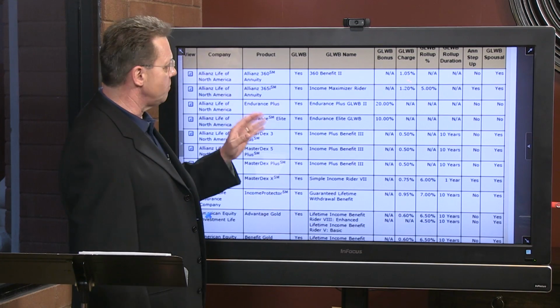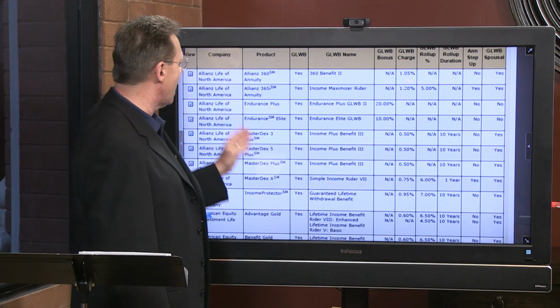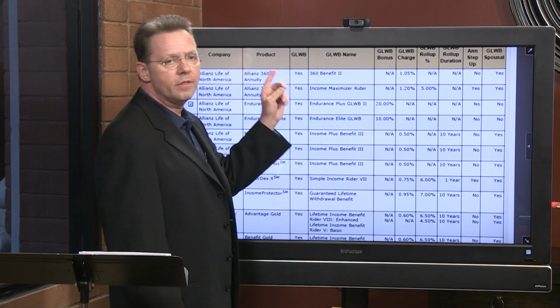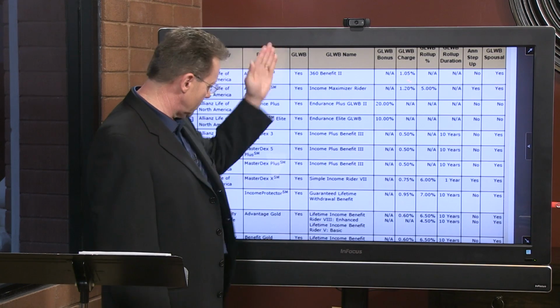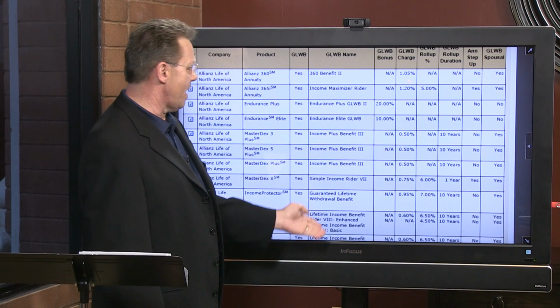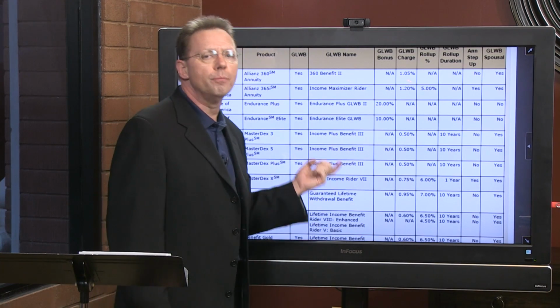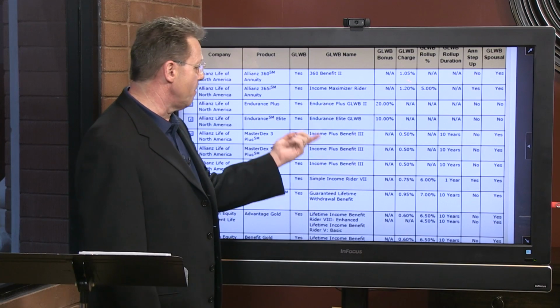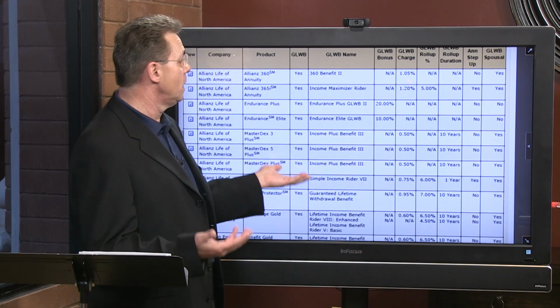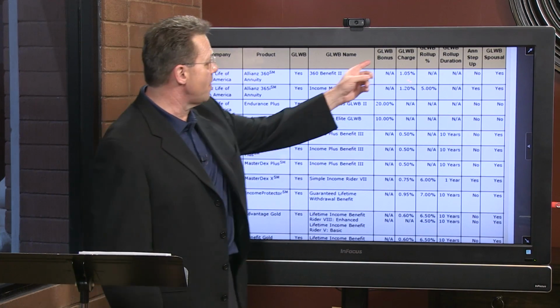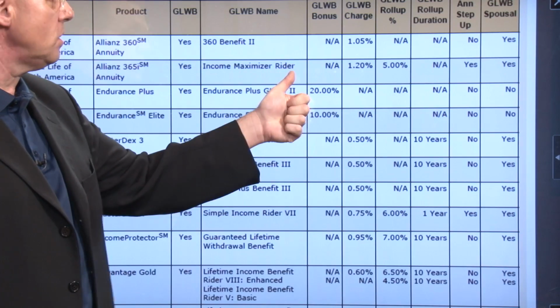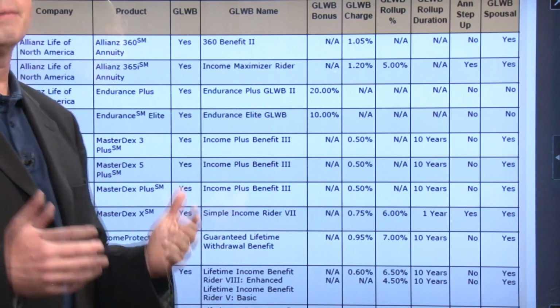What I like about what they've done here at annuityspecs.com is they've mapped out the company, the product, and whether the GLWB rider is on there. It'll tell you yes or no, and the name of that rider so that you get familiar with it. Again, you want to get very familiar with the language you're using depending upon what policy you're going to use. And then the last one is, does it have a bonus? Does it have a charge? And we were talking about expense charges.